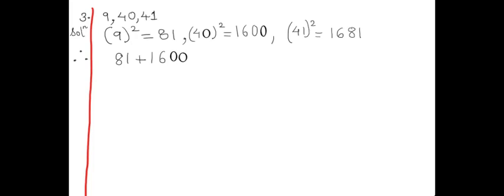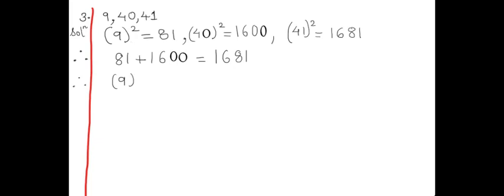1681. Now just see whether 81 plus 1600 will give us the same answer. Yes or no? 1600 plus 81 will give us 1681 only. Did you do in the rough work and check? Yes. So we can say that this addition is equal to the greatest number square. Yes or no? So the next step we can write, that is therefore 81 is nothing but 9 square.